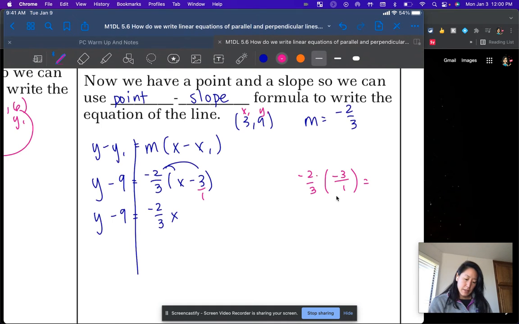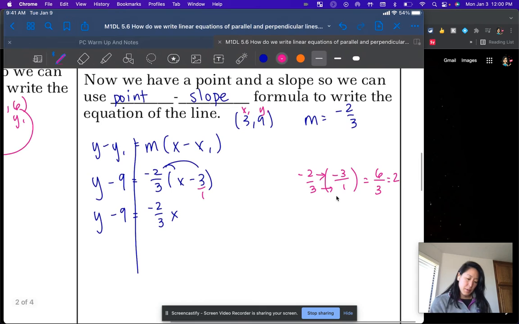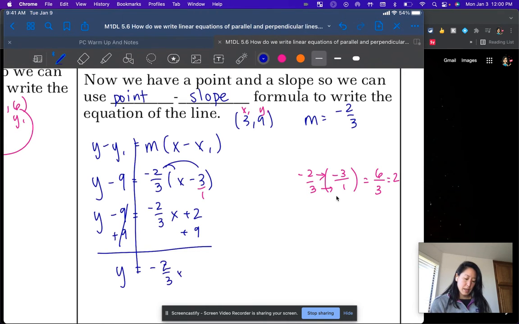I'm going to multiply straight across. So negative 2 times negative 3 is positive 6, and 3 times 1 is 3. And then 6 divided by 3 is a solid 2. So I'm going to add 2. So negative 2/3 x plus 2. Then to isolate the y, we add the 9 back. So I get 0 here. Y is equal to negative 2/3 x plus 11.